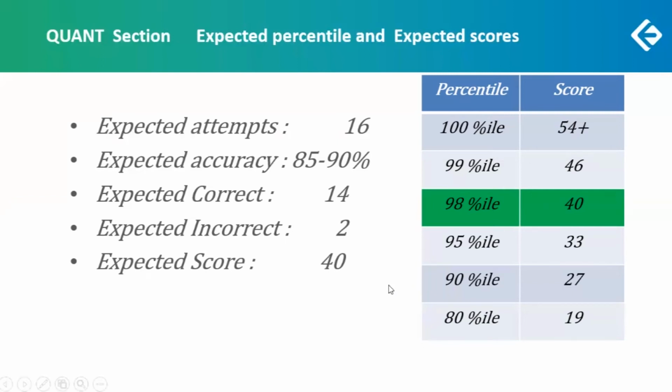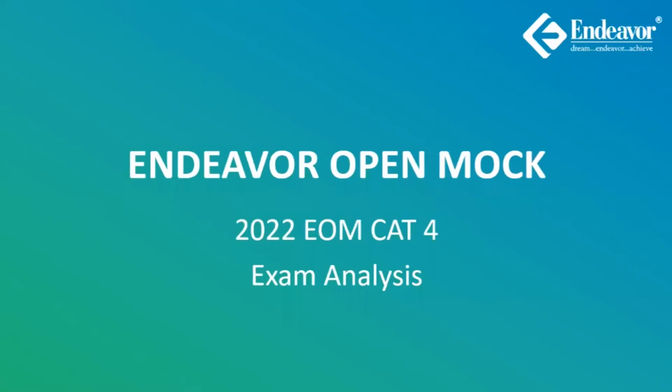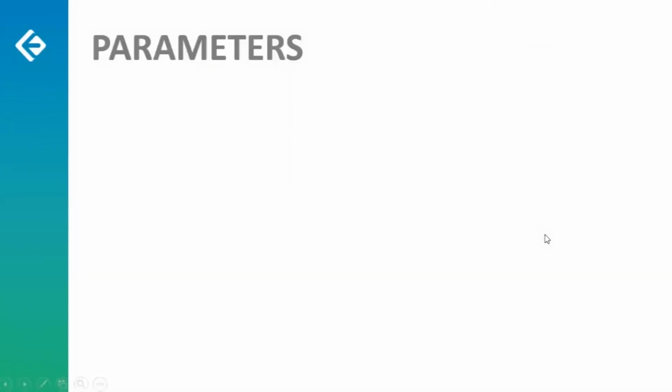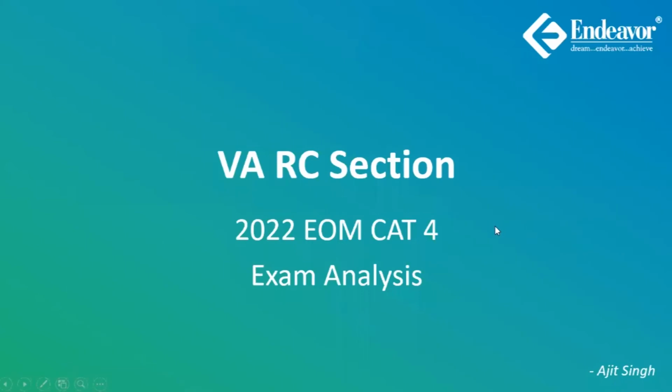So this is the overall analysis of the quant section of the 2022 EOM CAT 4. So here we are. EOM CAT 4. We are done with 4 EOMs out of 25 scheduled for the year, and we are into the last 6 months of your CAT preparation, probably the last 5 months of your NMAT preparation.